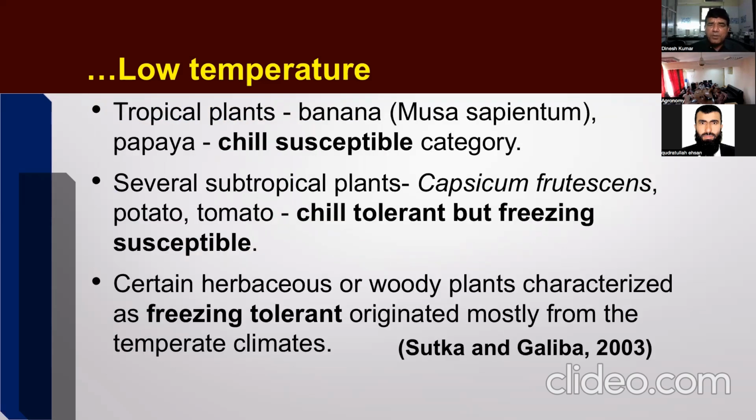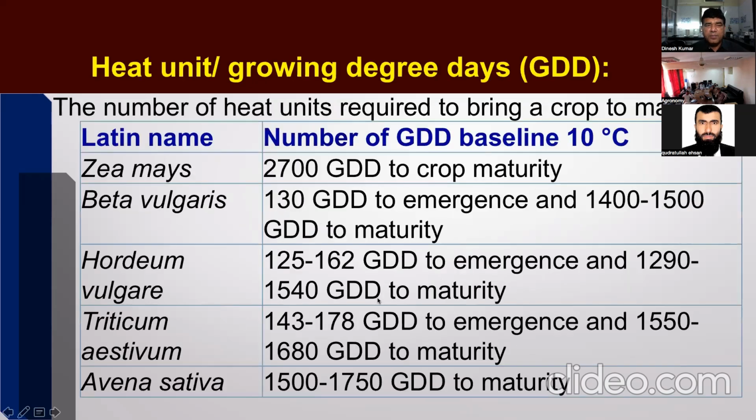These are the examples of plants which can have chilling injury or freezing injury. Tropical plants like banana are highly sensitive to low temperature. Chili is in the susceptible category. Subtropical plants like Capsicum frutescens, capsicum, potato, and tomato are chill tolerant but freezing susceptible. Certain herbaceous or woody plants characterized as freezing tolerant originated mostly from the temperate climate.